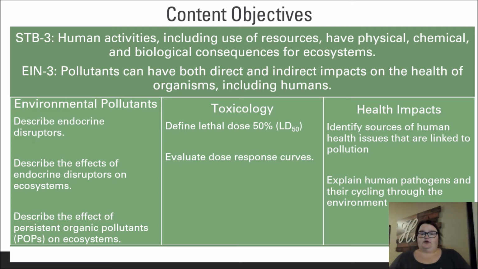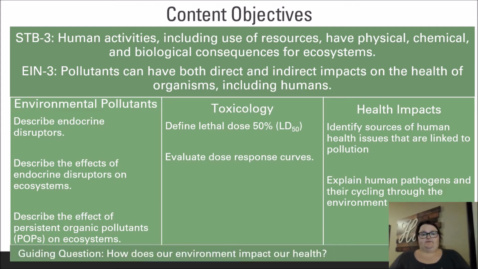At the end of this lesson, you should be able to describe endocrine disruptors, describe the effects of endocrine disruptors on ecosystems, describe the effect of persistent organic pollutants on ecosystems, define lethal dose 50% or LD50, evaluate dose response curves, identify sources of human health issues that are linked to pollution, and explain human pathogens and their cycling through the environment. This leads us to answering our guiding question: how does our environment impact our health?